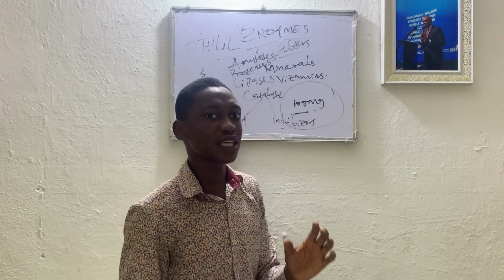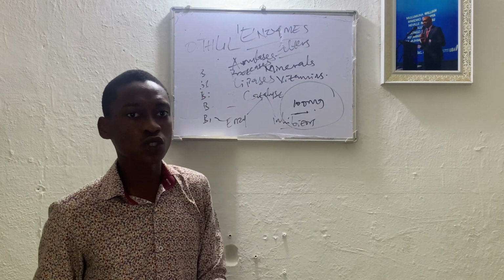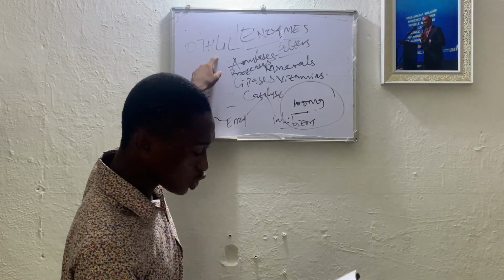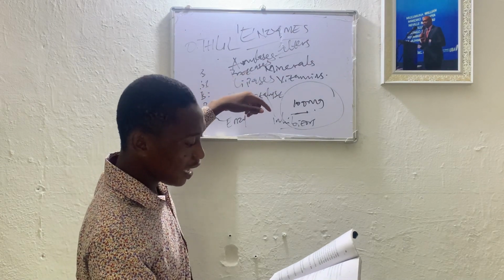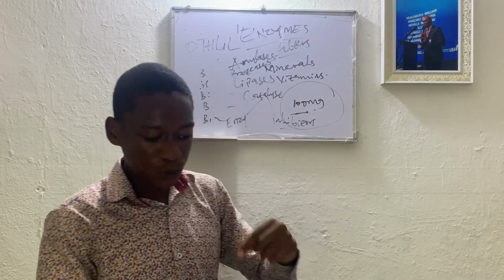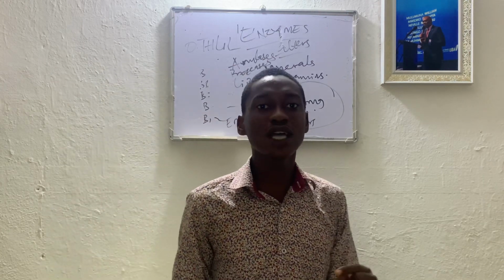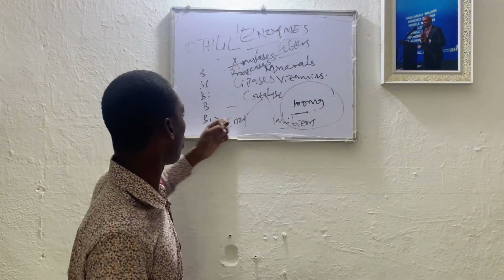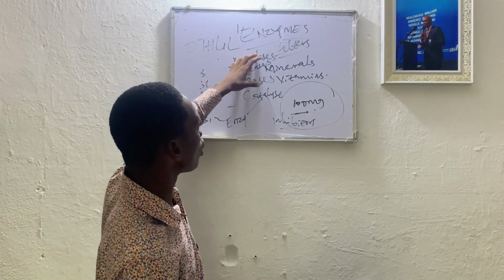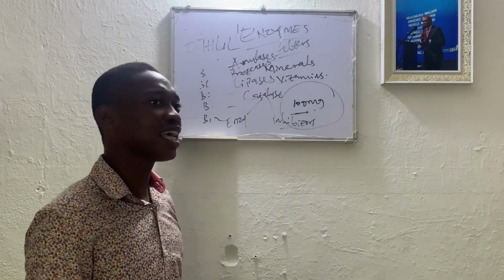Now when we're talking about hydrolases, they catalyze hydrolysis reactions. You know what hydrolysis is? The splitting of water. Are we together now? So they catalyze hydrolysis reactions. When we're talking about lyases, they catalyze addition of groups to double bonds. And then isomerases, they catalyze transfer of groups within a molecule.